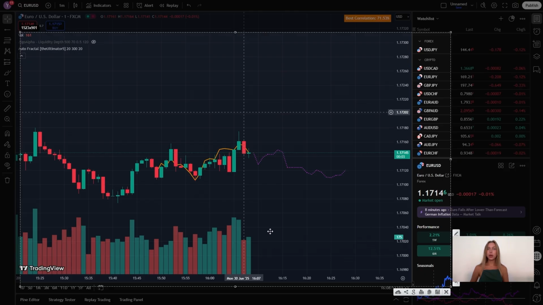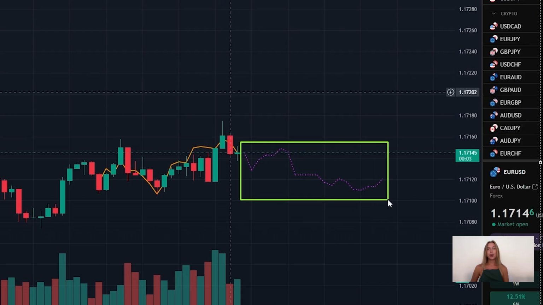So, this indicator predicts future price movement based on the analysis of the last segment of the chart. We can see the future price movement on the indicator using this line that follows the chart. The last segment of the chart that the indicator analyzes is just the last 20 candles.